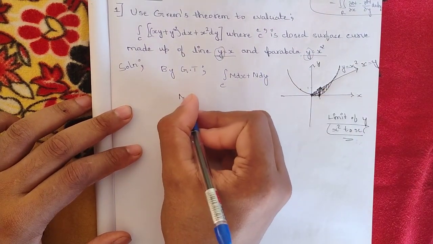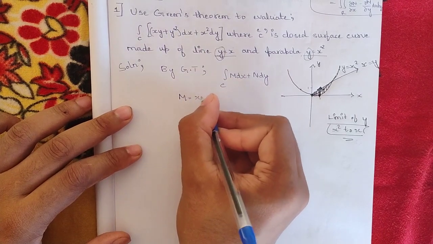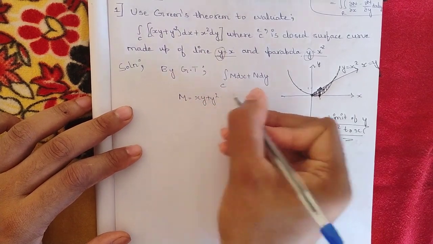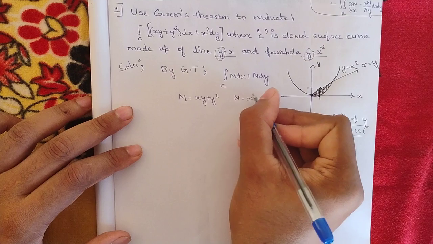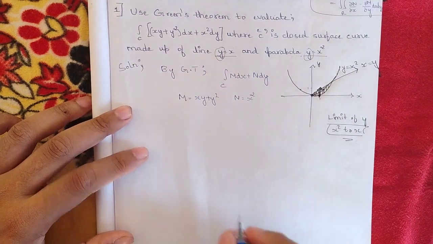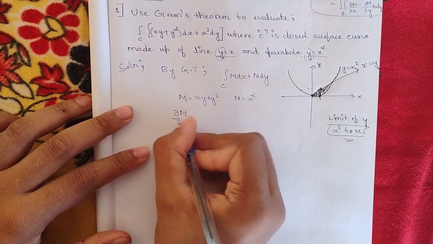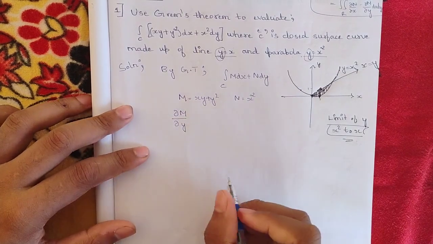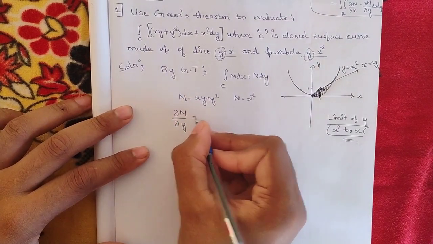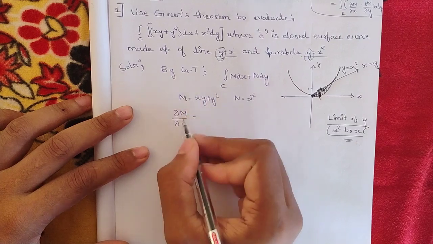Here in the given question, M is equal to xy plus y square and N is equal to x square, right? So now on the right hand side we have the term dou M by dou y. Okay, so let us solve that. That is, we partially differentiate this term with respect to y.